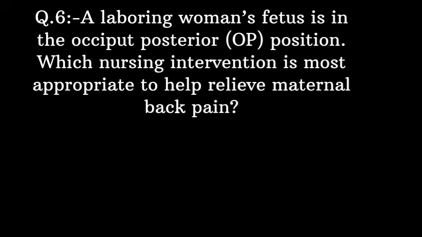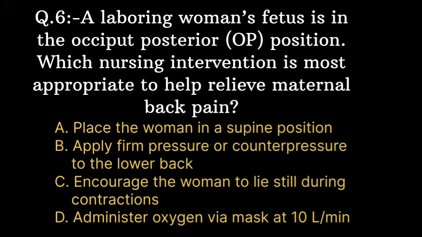Question number 6. A laboring woman's fetus is in the occiput posterior position, that is OP position. Which nursing intervention is most appropriate to help relieve maternal back pain? Options. Option A. Place the woman in a supine position. Option B. Apply firm pressure or counter pressure to the lower back. Option C. Encourage the woman to lie still during contraction. Option D. Administer oxygen via mask at 10 liters per minute.